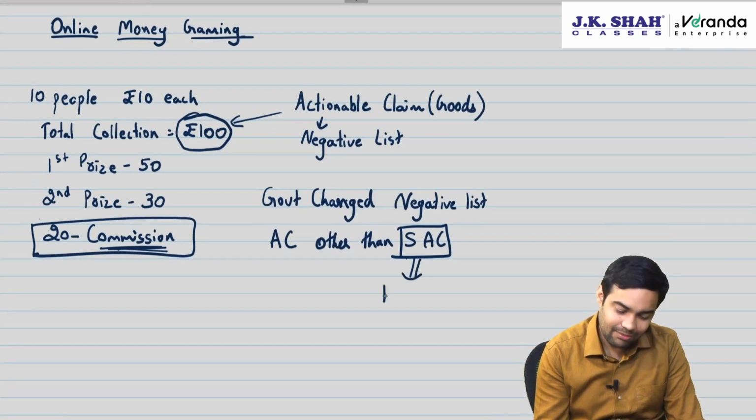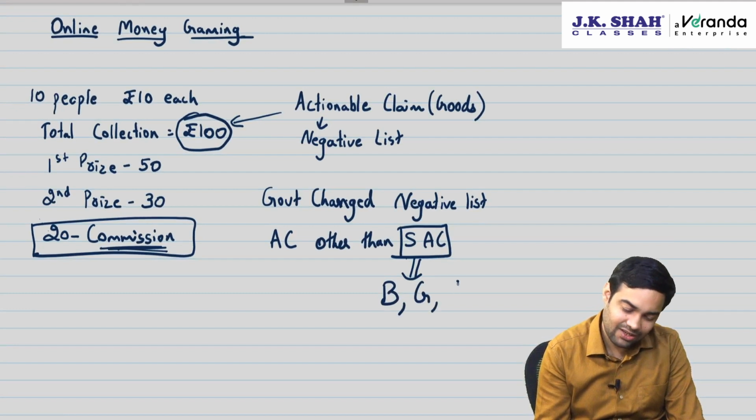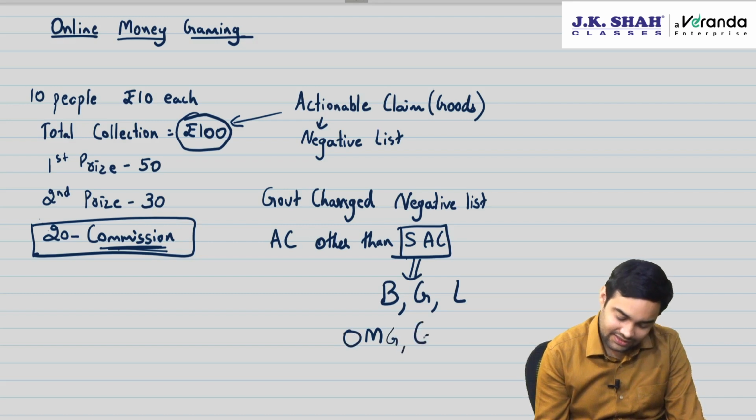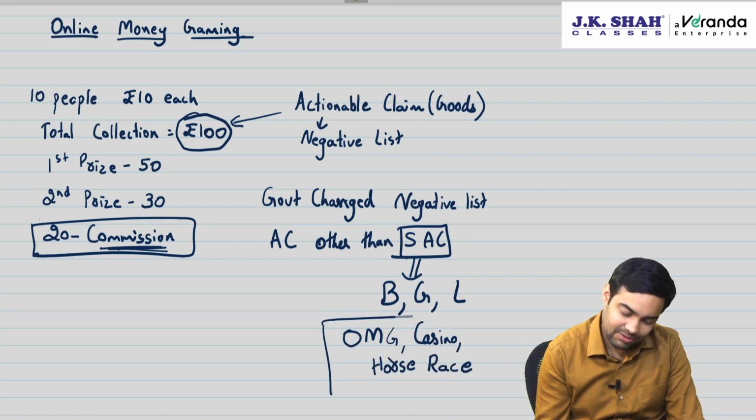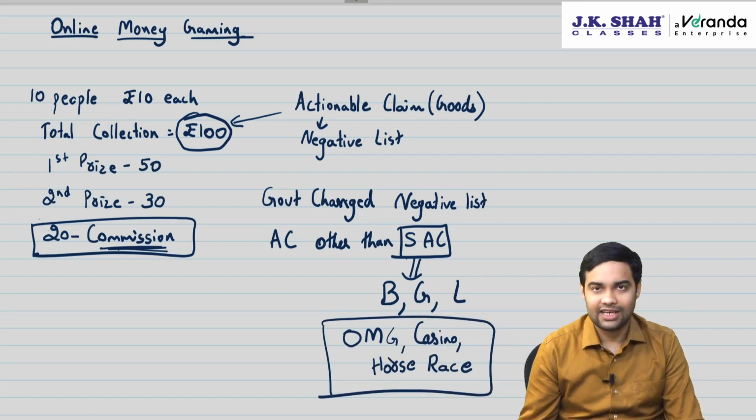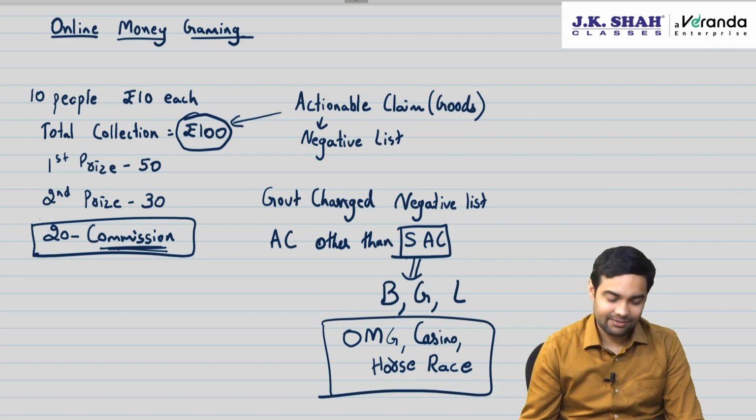Specified actionable claim. Earlier betting, gambling, lottery was already there. Then they added online money gaming, casino and horse race. So online money gaming, casino, horse race, even though they are actionable claims, they are excluded from negative list and hence GST will apply.